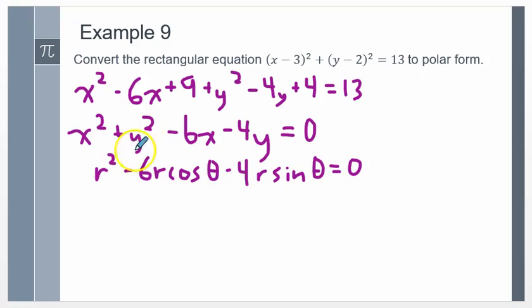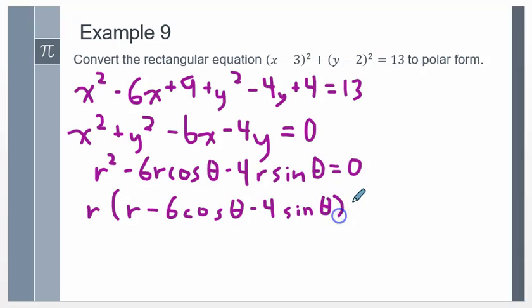I have 3 different terms here separated by plus and minus signs, but all of the terms have an r in them, which means I can factor that r out. So if I take r out of the first piece, that leaves me with r to the first power. I'm taking r out of this, so that's negative 6 cosine of theta. And I'm taking r out of this, so that's negative 4 sine of theta.